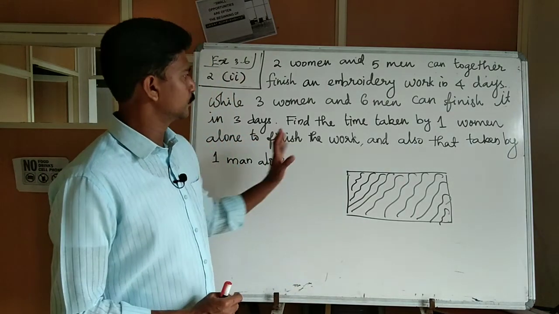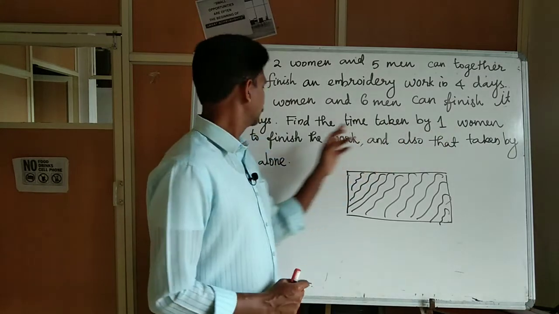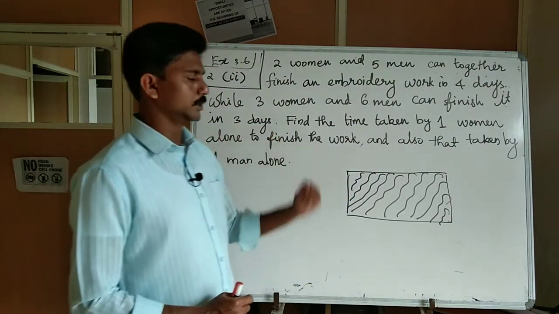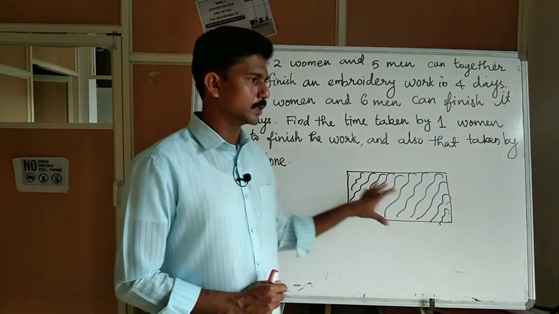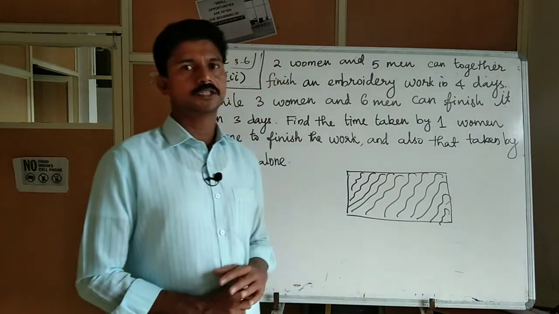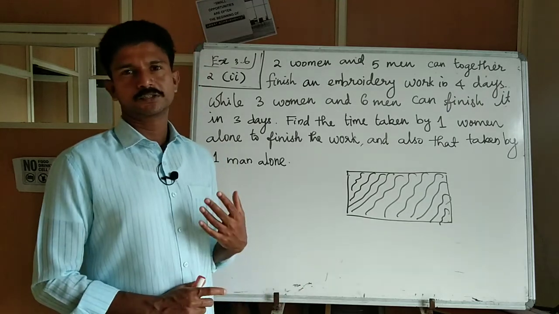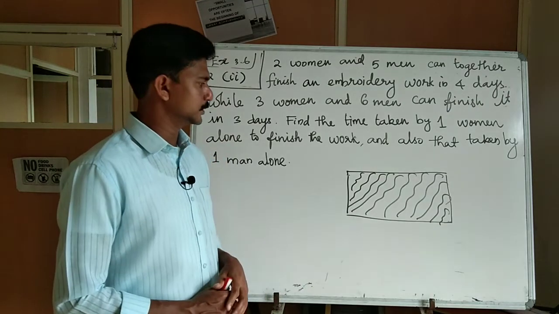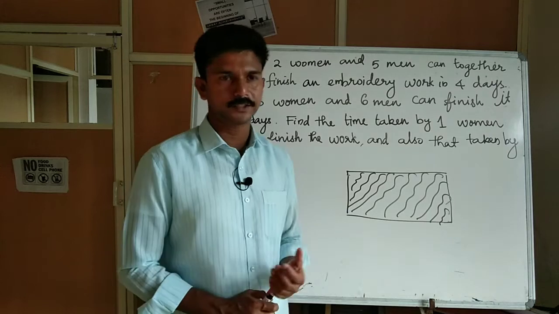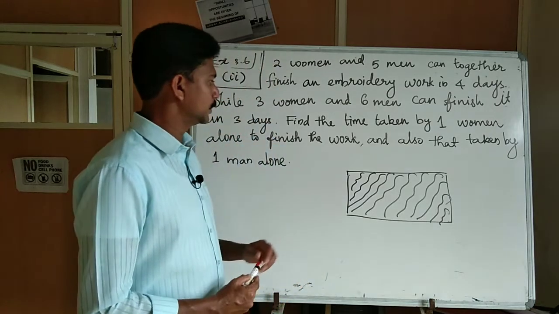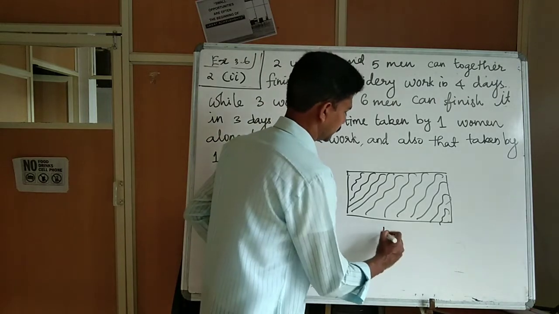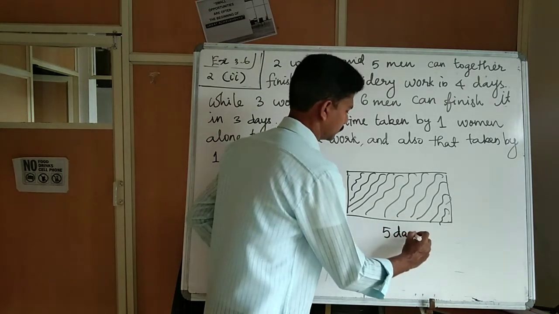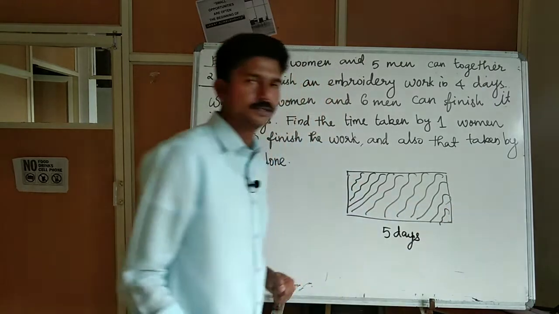See, we have to find the time taken by one woman alone to finish the work. That is, if one woman alone does that embroidery work, how many days she takes, or how many days a man can take, that is what we have to find. So here I am taking, for example, this is an embroidery work. One woman takes 5 days to complete all the work.